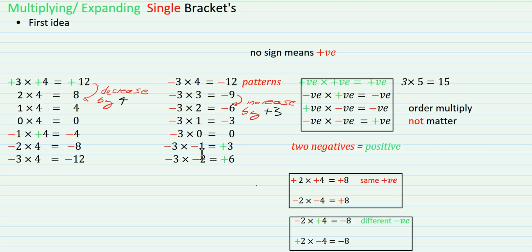And this number will go from minus 1 to minus 2, and I get this minus 2 because I take away 1. Minus 1 minus 1 is minus 2. So 2 negatives again gives me a positive.